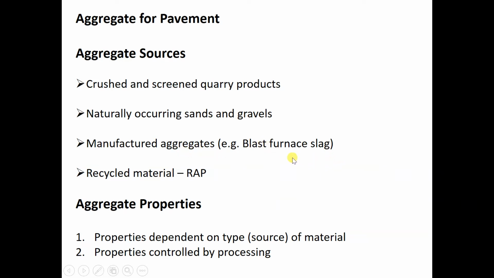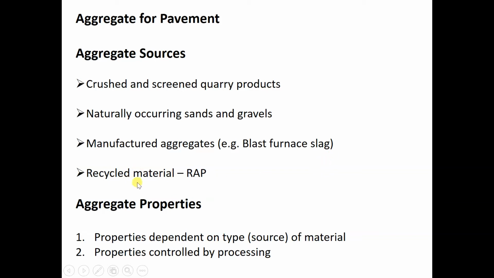Manufactured aggregates, blast furnace slag. This one, for example, is a byproduct of the smelting of iron. If you want to produce steel, you have this blast furnace slag. So this is a byproduct that could be used in pavement materials.